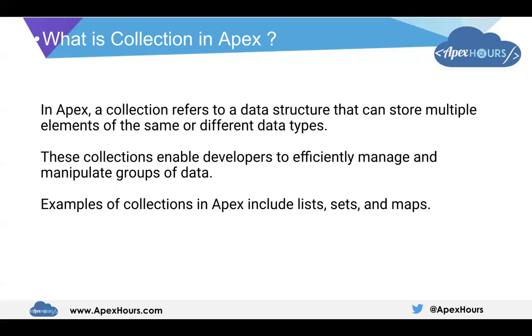Suppose we have multiple integers, or let's say multiple strings. We can store those strings, those integers, multiple account records, multiple sObject records in collections of Apex. These collections enable developers to efficiently manage and manipulate groups of data. So in Apex, we have three types of collections: list, set, and map.